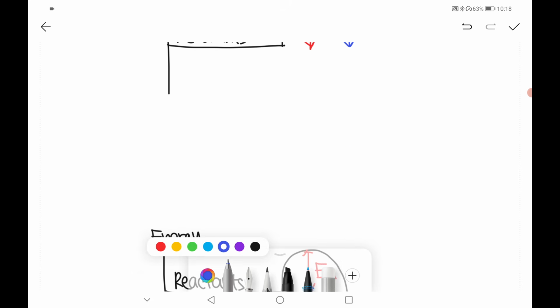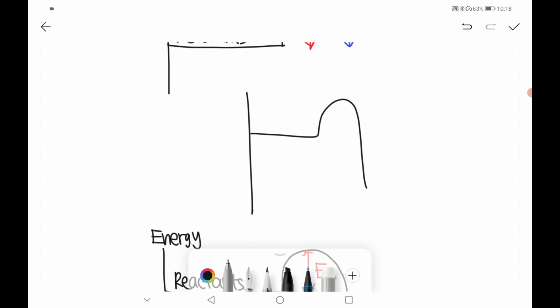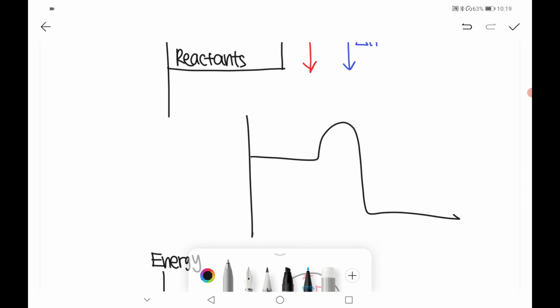What about this? Same thing. Can you try to label where the activation energy is? The activation energy is always from the peak to the reactant. So this is the activation energy.